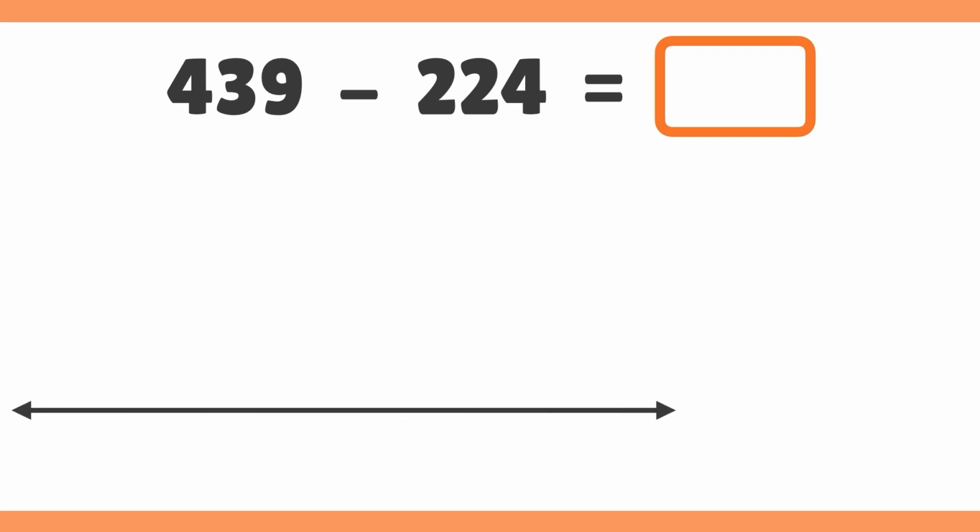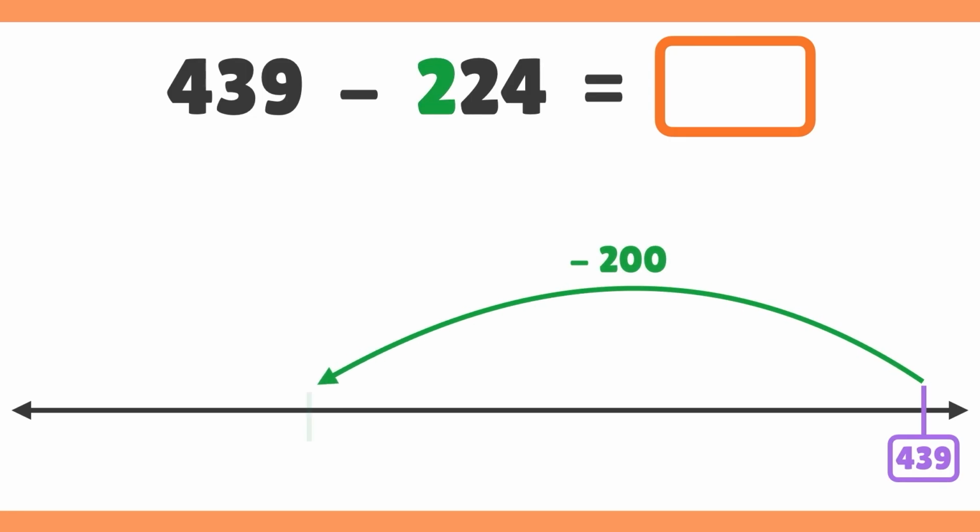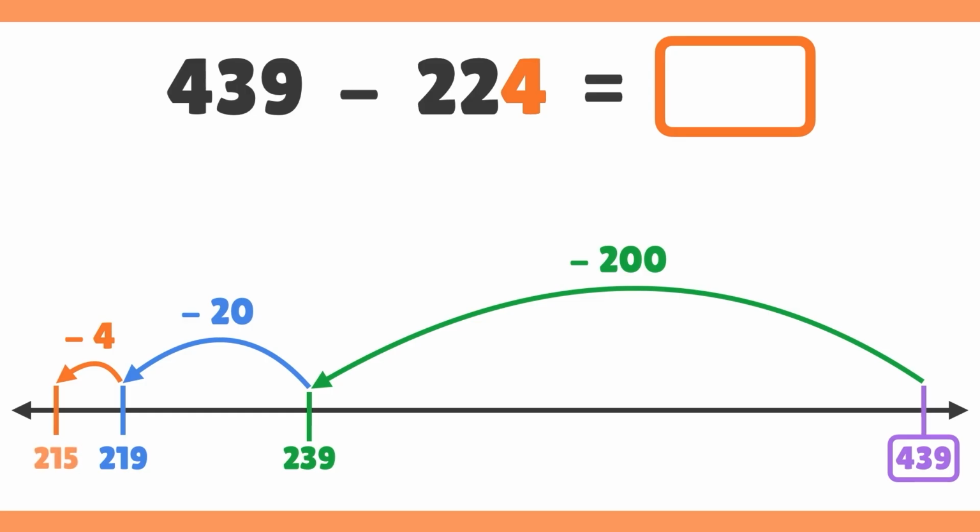Let's use a number line to subtract. We'll start at 439, and this time we'll break apart 224 to help us subtract. 224 has 200, so we'll start by subtracting 200. We land at 239. Great. Next, 224 has 2 tens, so now let's subtract 20. This brings us to 219. Finally, 224 has 4 ones, so we can subtract 4. We end at 215. 439 minus 224 equals 215.